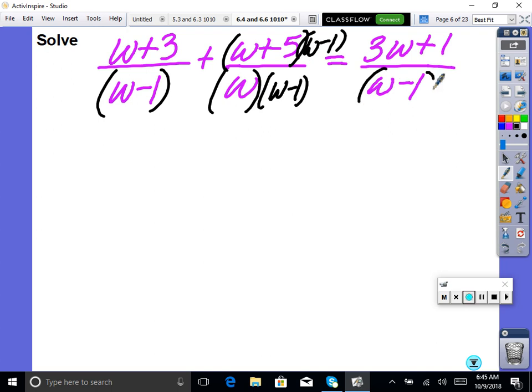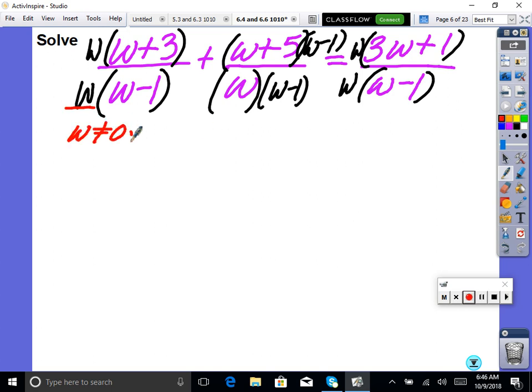This one has a w minus 1. We're good. This one needs a w. Two terms, put parentheses. So then you'd say, okay, my restrictions are w cannot equal 0 or 1. If we get one of those solutions, they're extraneous. Ignoring the denominator, multiplying out the numerator.